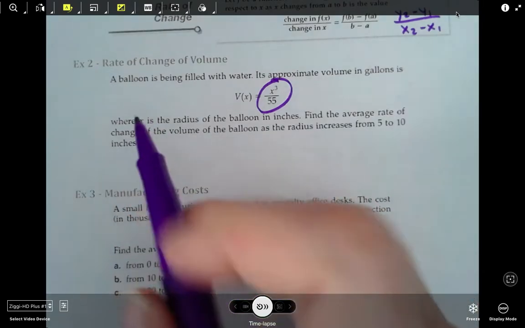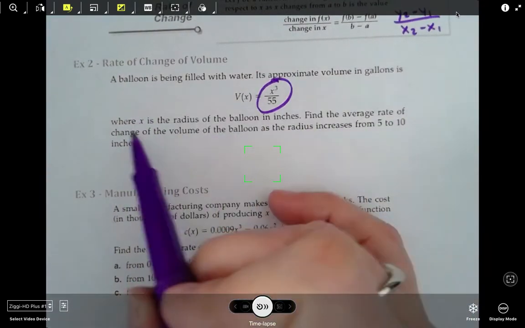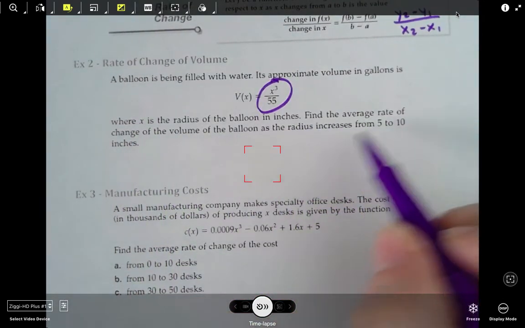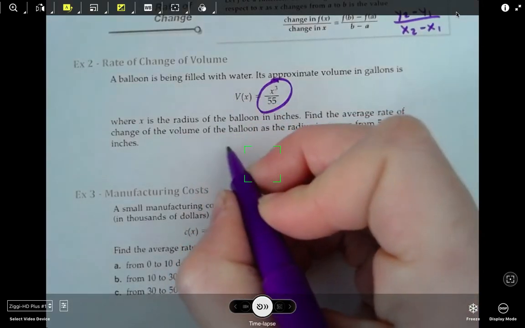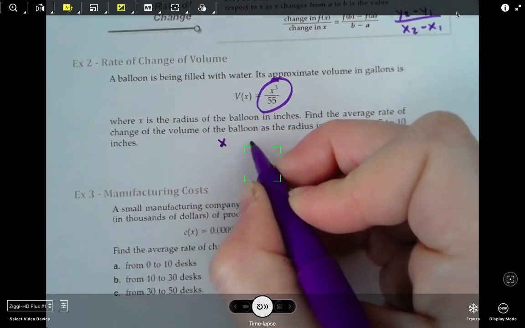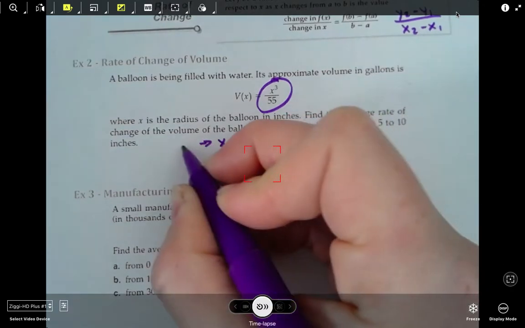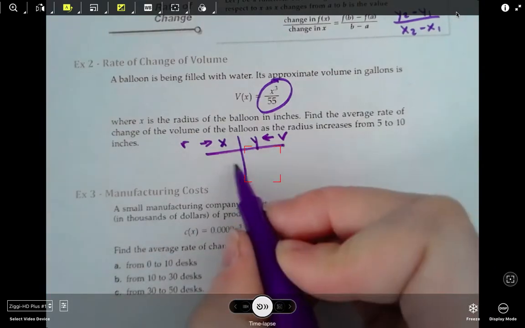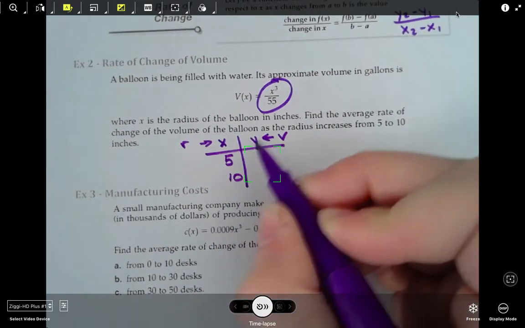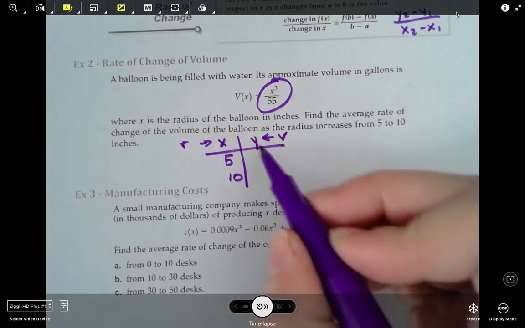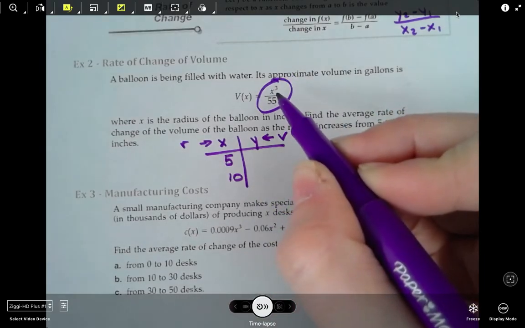So they want us to find the average rate of change of volume as the radius increases from 5 to 10. So the radius is like my x-coordinate, and the volume is like my y-coordinate. Volume, this is radius. Okay. So as my radius changes from 5 to 10, what's the volume doing? In order to figure out what the y-coordinate is, I need to plug that into the equation.